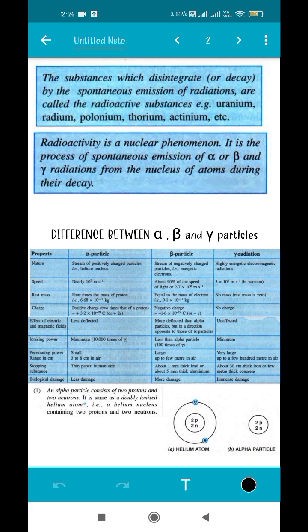For beta particles, it is lead and aluminium, quite thick, almost 1 millimeter or 5 millimeter of lead and aluminium. But for gamma radiation, we have to use 30 centimeter thick iron or concrete. That means gamma radiations can penetrate through a very huge distance. That's why in order to stop them, we require a very thick material. Now about biological damage. Since alpha particles do not penetrate into the human body, they cause very little or negligible damage. Beta particles can cause a little more damage, but gamma radiations cause the most damage because they can penetrate into the body.